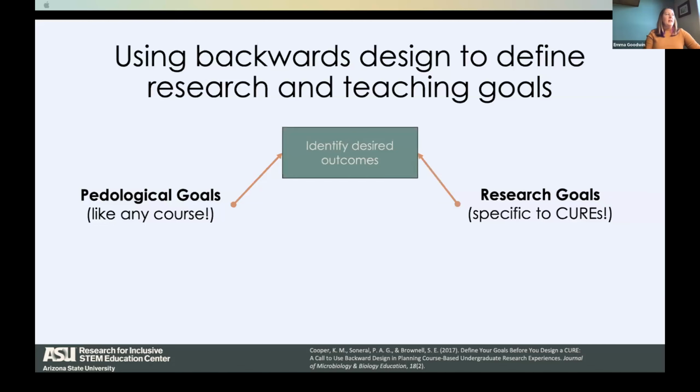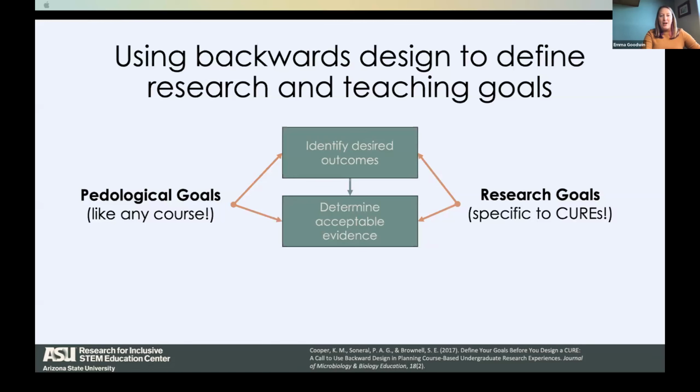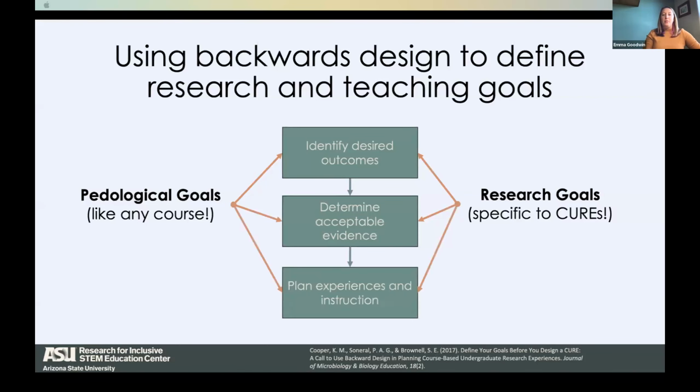And it's helpful to start by identifying those goals, those desired outcomes, and then figuring out what is the acceptable evidence that will lead us to understand if we have achieved those outcomes, right? And we need that both for our pedagogical goals and for our research goals. And only once we know what our goal is and what evidence we need does it make sense to really plan the experiences and the instruction and the research experiments that will actually lead us to produce that evidence to meet those goals. So these are outlined in a paper by my colleagues, Katie Cooper and Sarah Brownell.